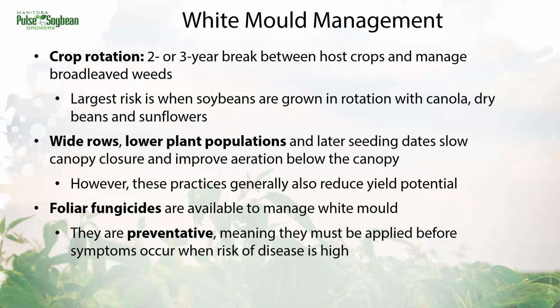Other management strategies are, of course, crop rotation, rotating away to cereals or less susceptible broadleaf like flax. Wider rows and lower plant populations will improve airflow throughout the crop canopy, but ultimately that's also going to reduce your overall yield potential. So foliar fungicides are a tool we can use, and for white mold, they're preventative, meaning we need to assess that risk ahead of spraying. But these trial results are really showing us that that foliar fungicide response isn't as often. It's only 15% of the time that it's really improving soybean yield.